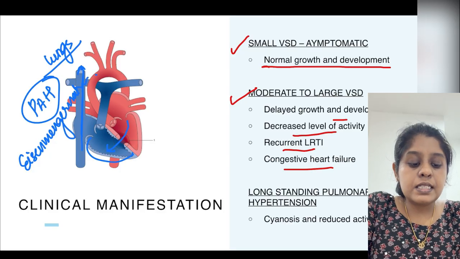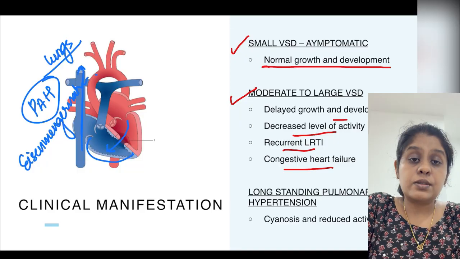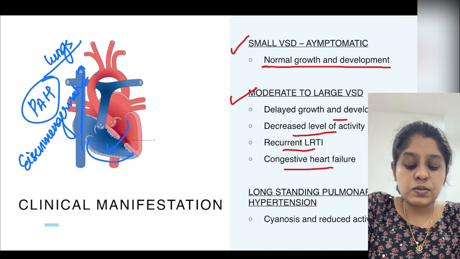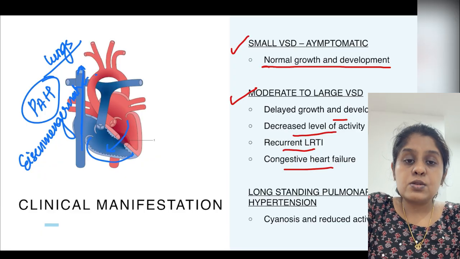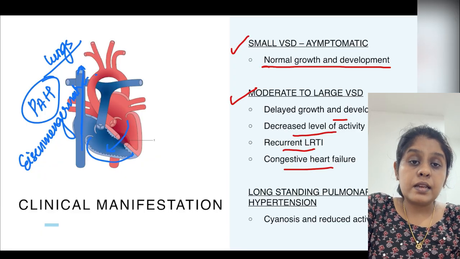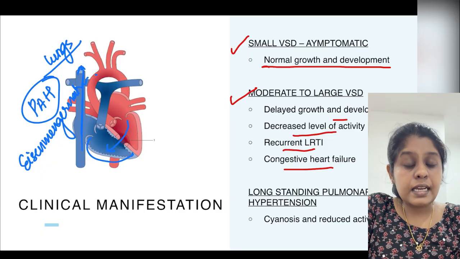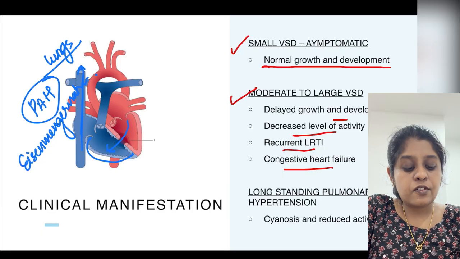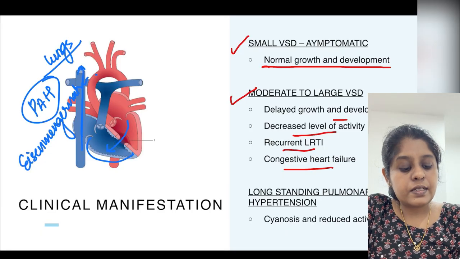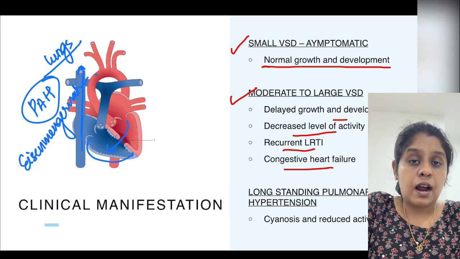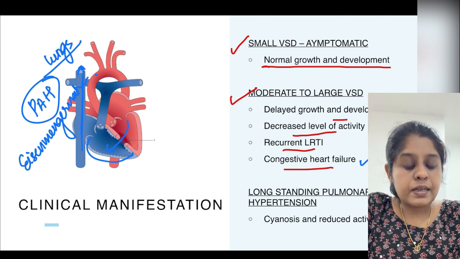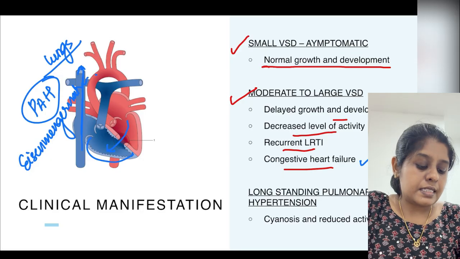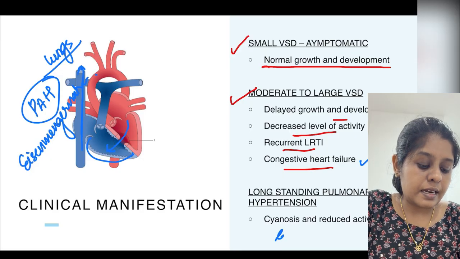So, small VSDs may not allow such a huge shunt to happen, so children will have normal growth. Whereas in moderate to large VSD, the shunt is very evident. So what happens here? There will be pulmonary plethora, recurrent LRTI, delayed growth because of constant mixing of blood. There will be reduced level of activity and chances of congestive heart failure. And long-standing pulmonary hypertension will lead to cyanosis and reduced activity, which is as a result of Eisenmengerization.